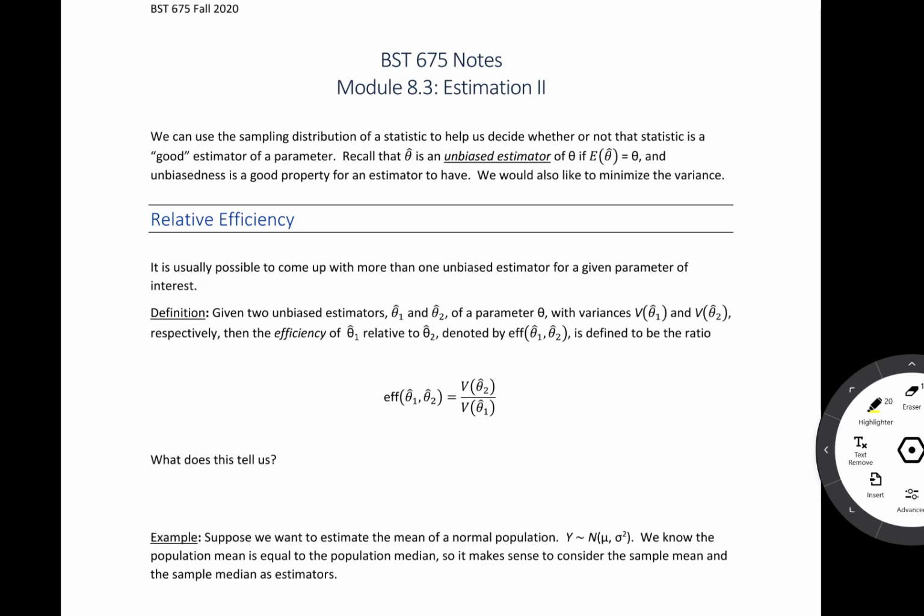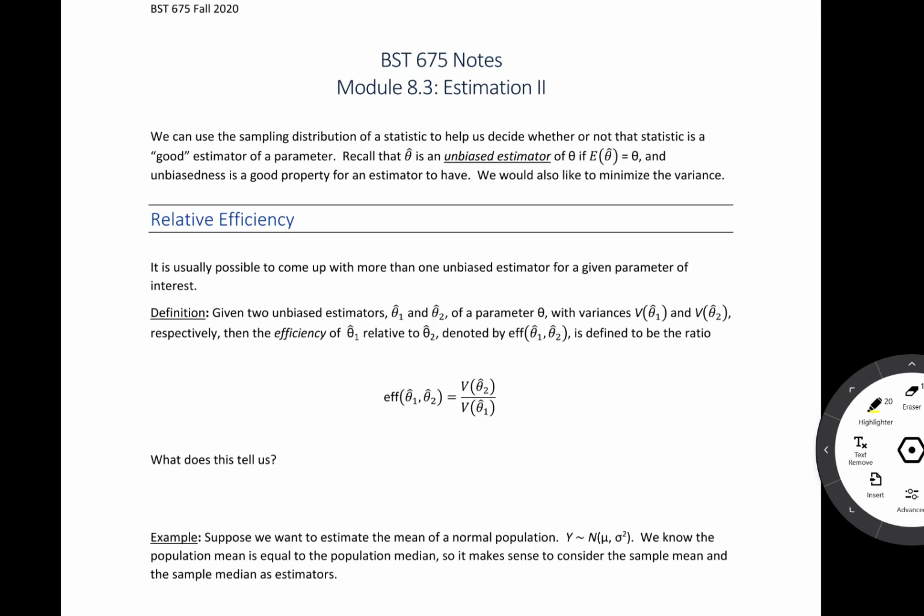In this set of notes, we're going to continue talking about different types of estimators and properties that we would like estimators to have. Remember that we can use a sampling distribution of a statistic to help us decide whether or not that statistic is a good estimator of a parameter. Further, recall that theta hat is an unbiased estimator if its expected value is equal to theta, the parameter we're trying to estimate. So unbiased is a good property for an estimator to have.